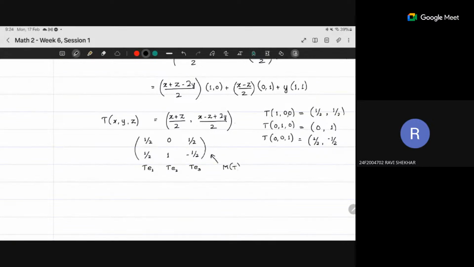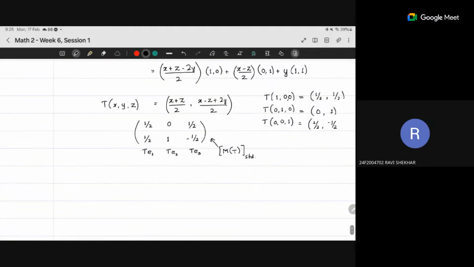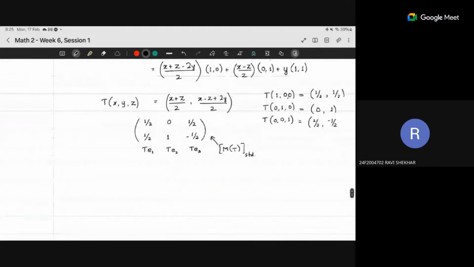You can also write it as M of T. There is an additional thing to do: this is in terms of the standard basis, so I'll just write STD for standard basis. Now, did you understand how to compute the matrix of a transformation with respect to the standard basis when it comes to linear transformations of Rn to Rm?